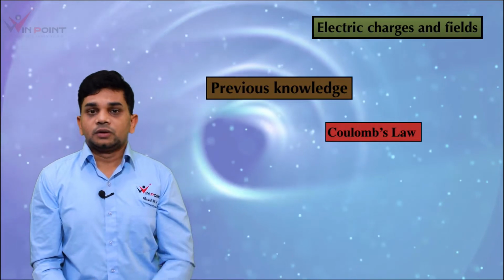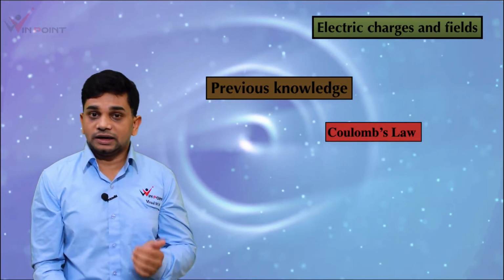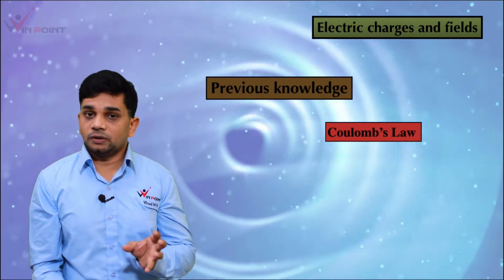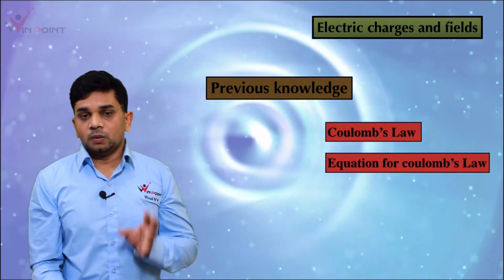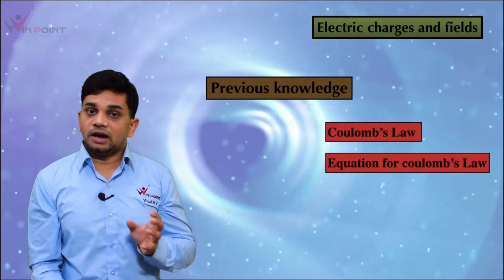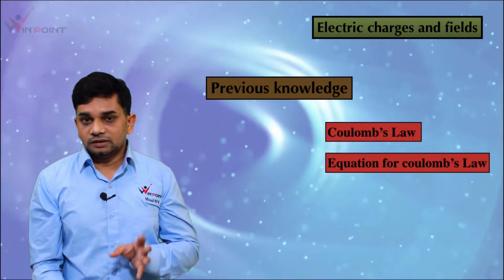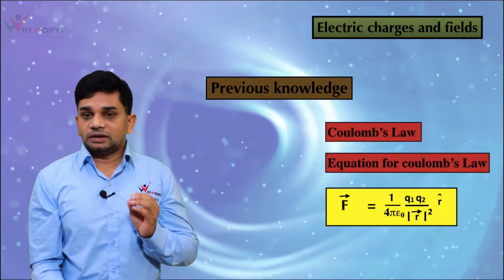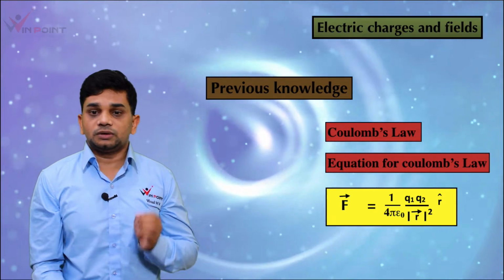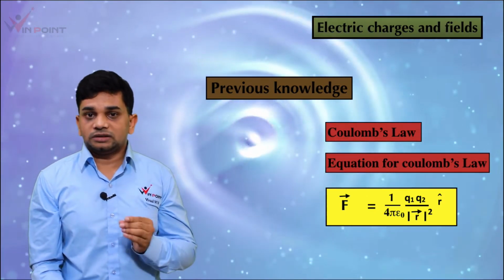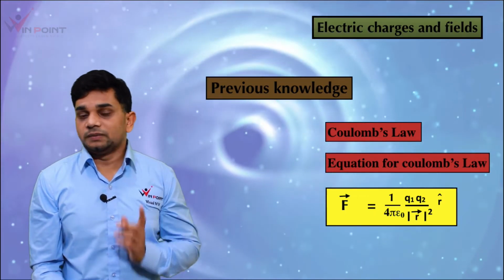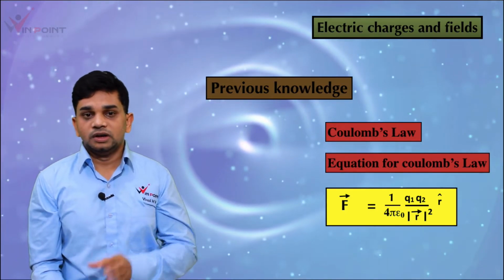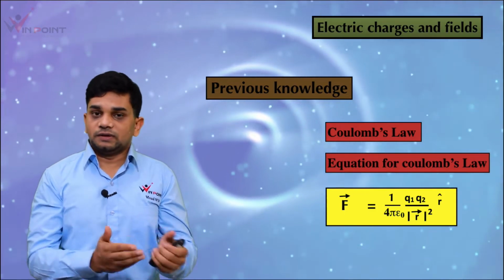Previous knowledge. Coulomb's law: the force of interaction between 2 charges is directly proportional to the product of the charges and inversely proportional to the square of the distance between them. The equation is F equal to 1 by 4 pi epsilon 0 q1 q2 by r square. If we are considering the unit vector, in the vector formula it will be vector F equal to 1 by 4 pi epsilon 0 q1 q2 divided by the modulus of vector r whole square into unit vector r. r is the distance between these 2 charges, and the charges are q1 and q2. These things we have discussed in the previous classes.